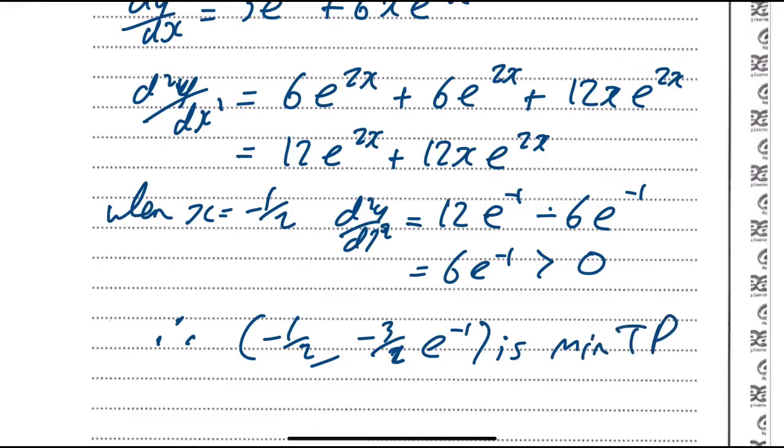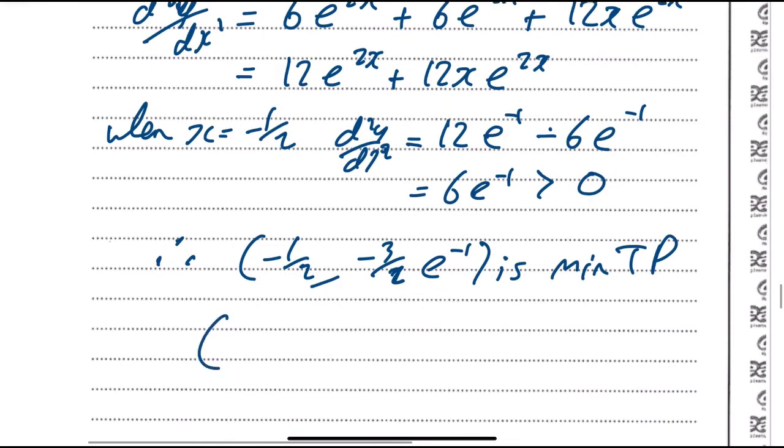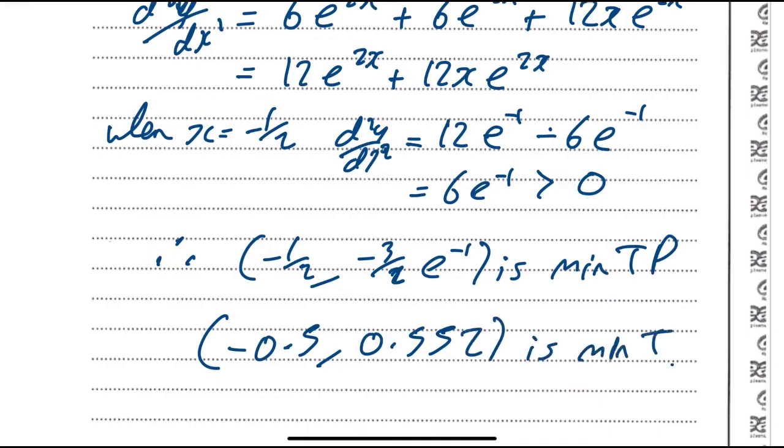Now, I'm not too sure if they wanted that answer or this one, so just give it to 3 sig figs then, or minus 0.5 and minus 0.52 is a minimum turning point, and that's the 3 sig figs.